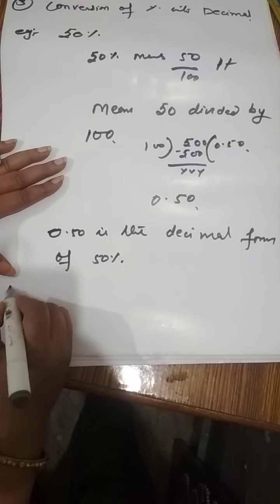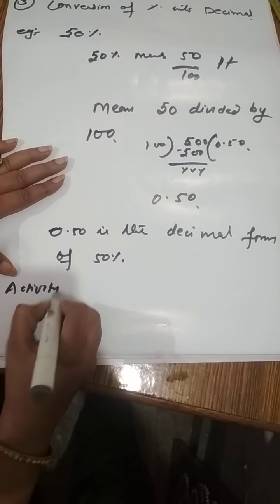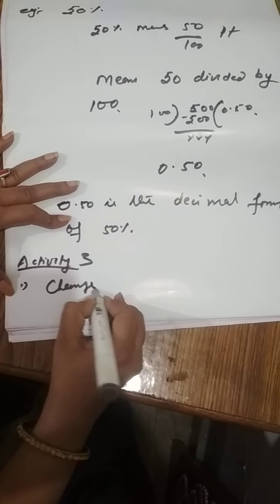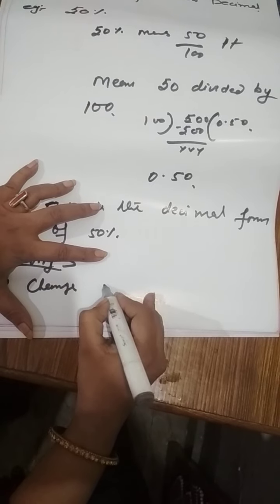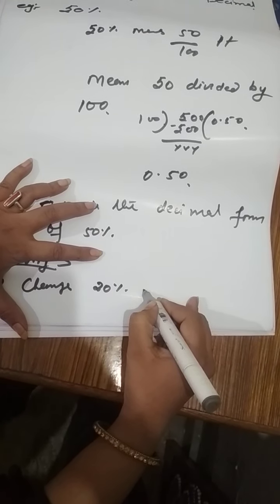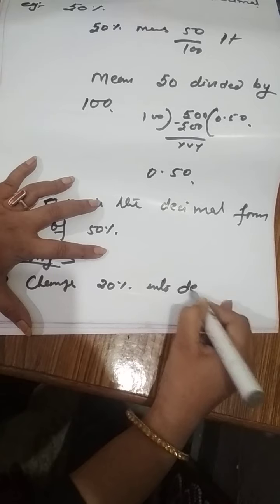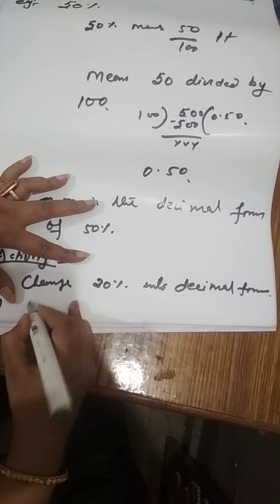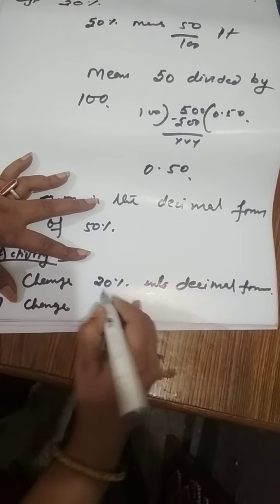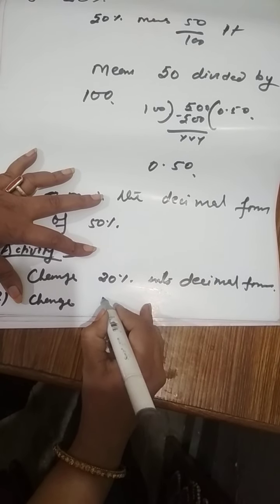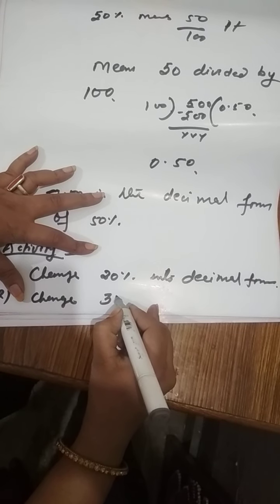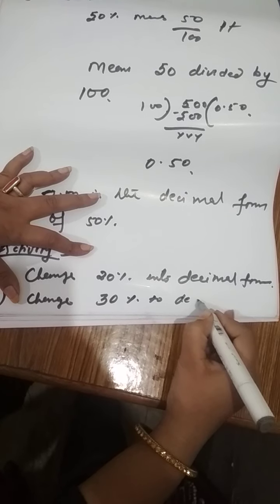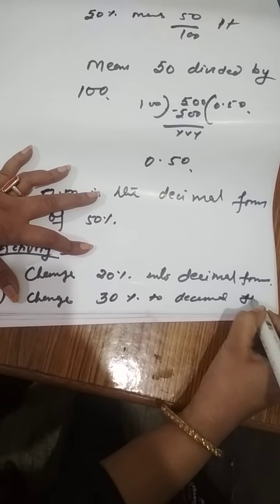Now do one more activity. That is your activity 3. Change 20% into decimal form, and the second one is change another percentage into decimal form.